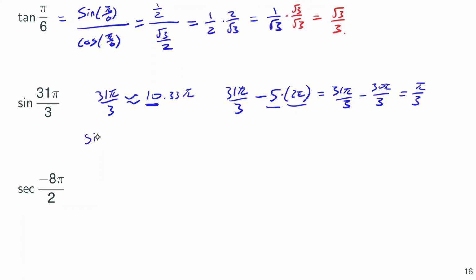So on the unit circle, we need to find this, which is square root 3 over 2. Because of the coterminal angle, sine gives us the same value. Sine 31 pi over 3 equals sine pi over 3, which is square root 3 over 2.